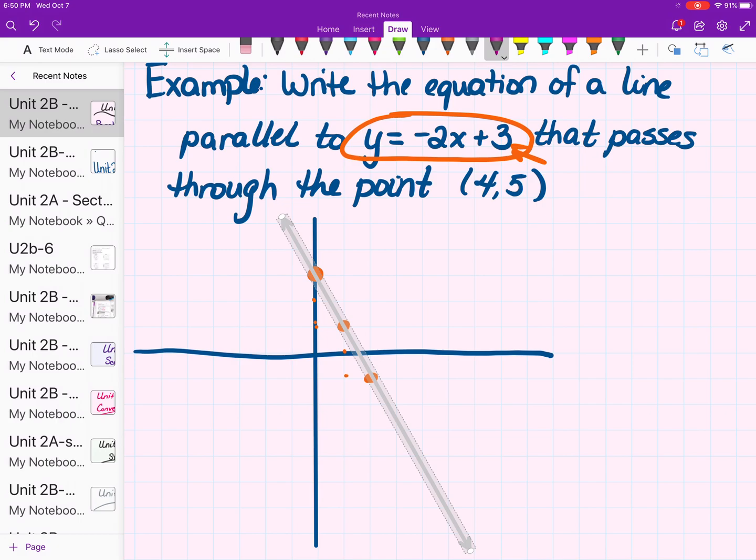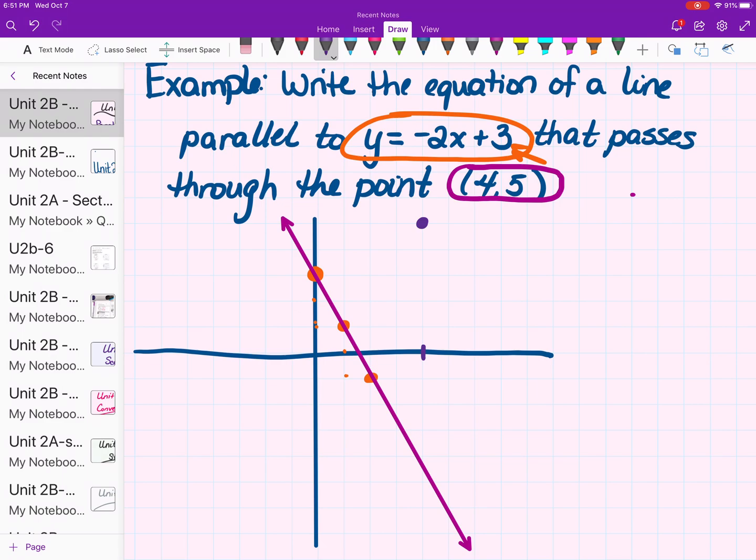Now, our new line is not only going to be parallel to that, it's also going to pass through (4, 5). So let me do a different color since it switched on me. So let's find (4, 5). 1, 2, 3, 4. There's 4. Remember, when we're doing slope, it's up and over. When we're doing an ordered pair, we do x then y. Okay, so that's where people get confused. 1, 2, 3, 4, and up 5. 1, 2, 3, 4, 5.